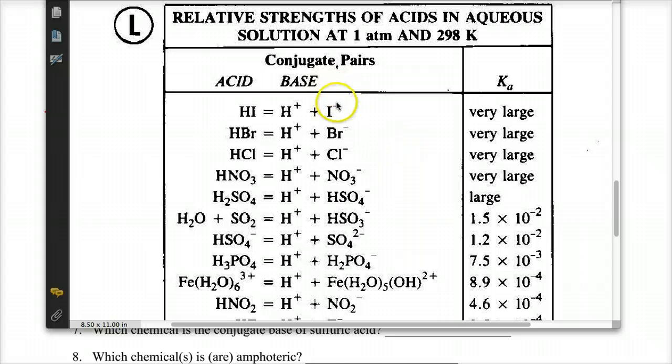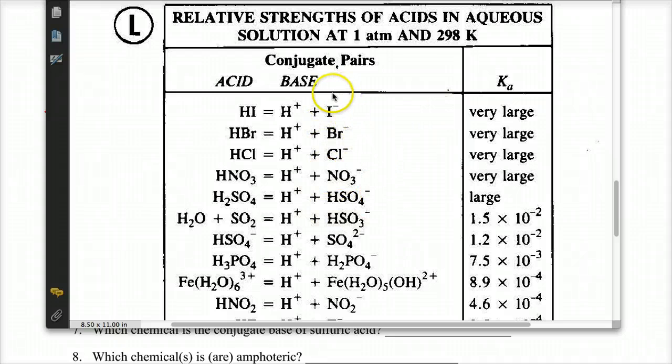Now, their conjugate bases, which by the Bronsted-Lowry definition have the ability to accept a proton, are limited at best. In fact, almost insignificant when you count their ability to go backwards. I negative, Br negative, Cl negative, nitrate, hydrogen sulfate, these guys almost have no ability to accept the proton to reform the acid. That's why the equilibrium position rests in favor of the products. So these are the weakest conjugate bases.